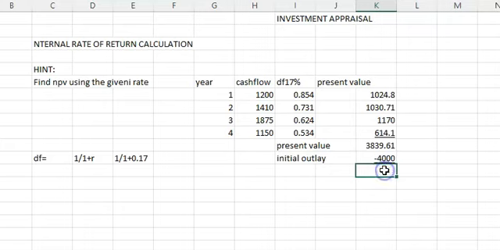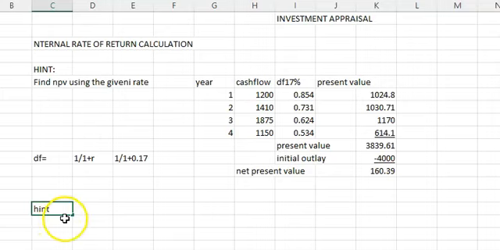So what will be our answer? Our answer will be 160.39. So 160.39 now becomes your net present value. So that's your net present value. So step number 1, find the net present value. So this is a positive. Hint number 2 is that now that you have a positive present value, go ahead and find a negative NPV.